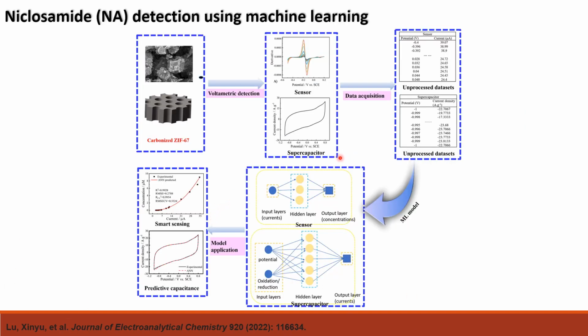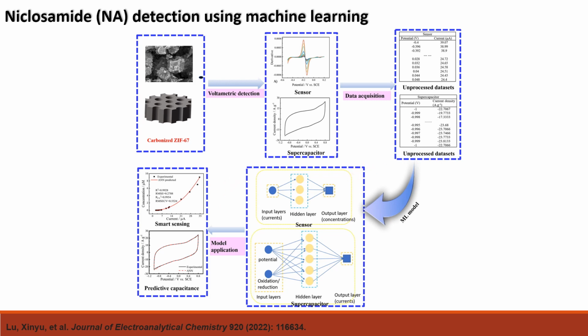Next, this is the detection of nicotinamide using machine learning. This is also CV data. They measure the CV data from the electrode, which is carbonized SiF67. They fabricate this electrode and then measure in environments of different concentrations of nicotinamide. After that, they put the data, potential versus current, into the neural network, and then make a calibration plot.